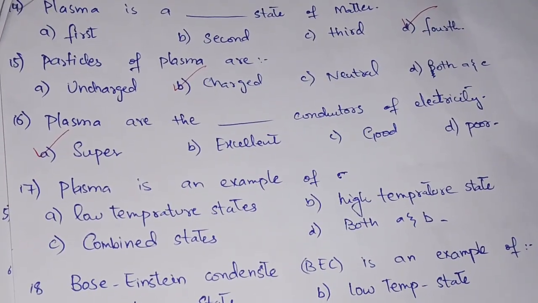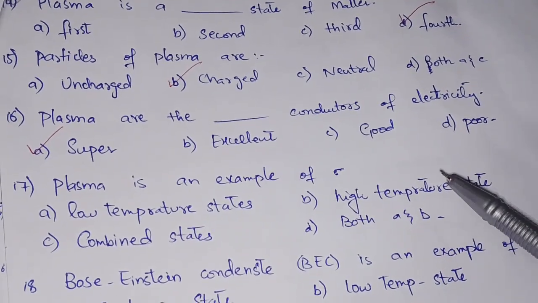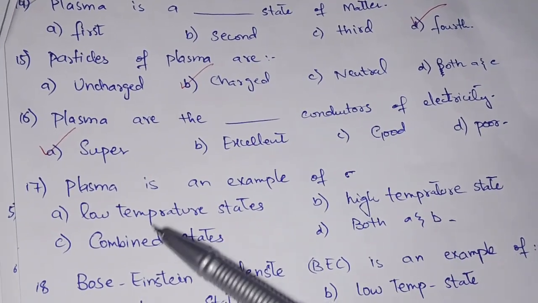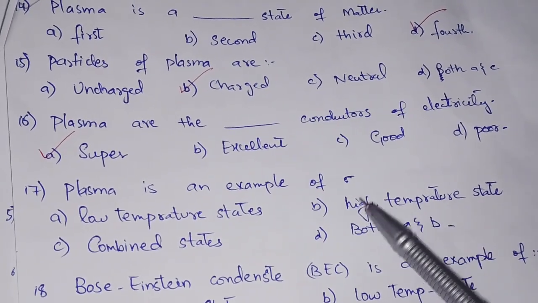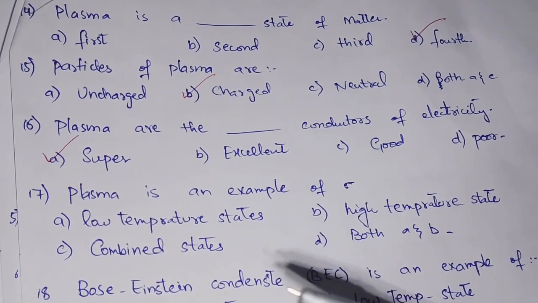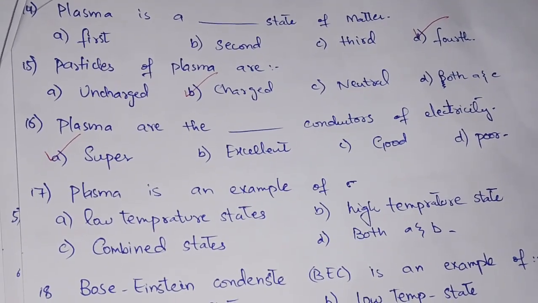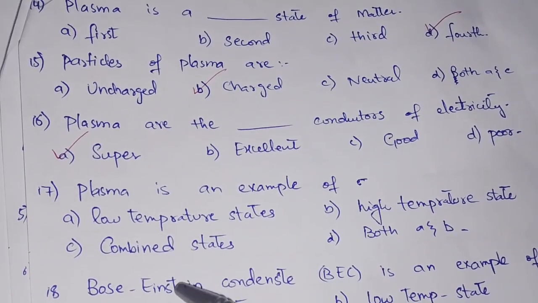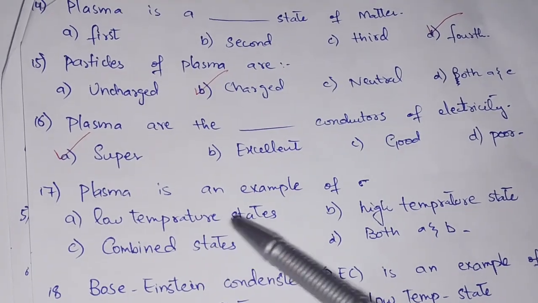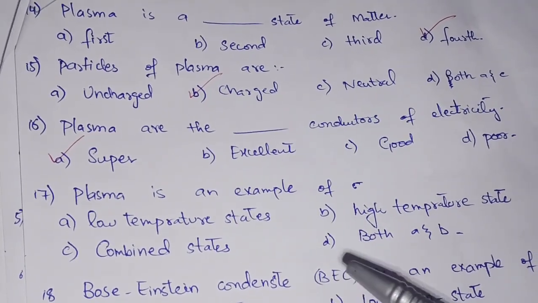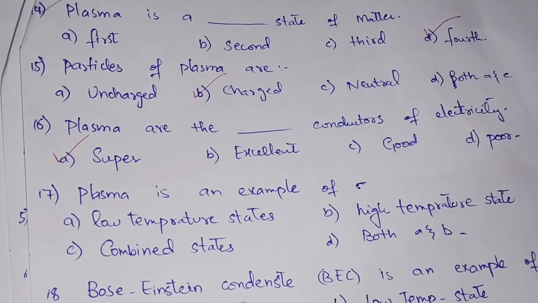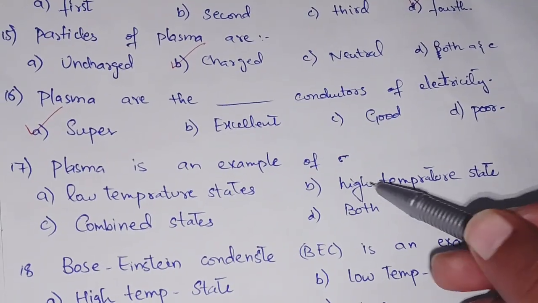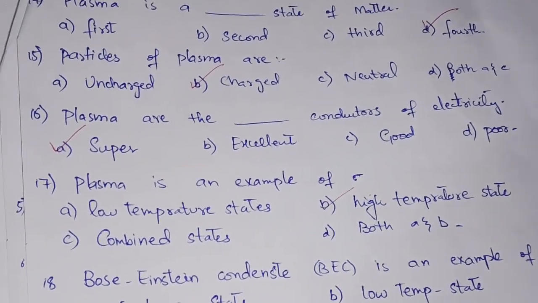Plasma is an example of: option A is the low temperature state, option B is the high temperature state, option C is the combined state, and option D is A and B, which is the low temperature and high temperature both together. Plasma is very hot, so it will definitely not go in the category of low temperature state, and it is not the combined state, which is the combination of any two substances. It is a single thing, so option number B will be the correct option, which is the high temperature state.